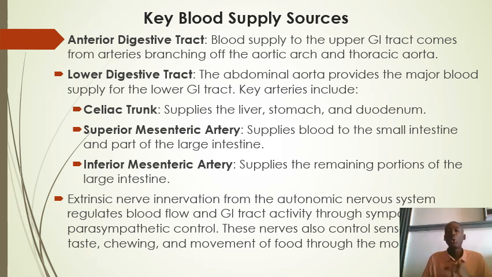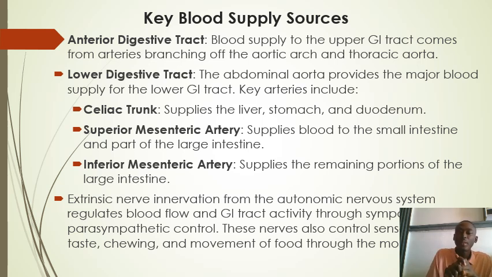For the lower digestive tract, the abdominal aorta provides the major blood supply, and these arteries include: one, the celiac trunk; two, the SMA, also known as the superior mesenteric artery; and three, the IMA, which is known as the inferior mesenteric artery. The celiac trunk supplies the liver, the stomach, and the duodenal part of the small intestine.